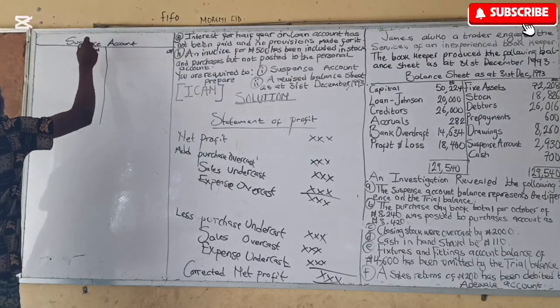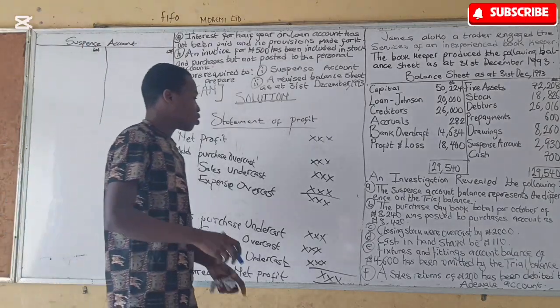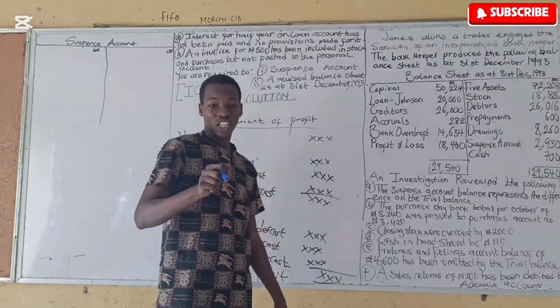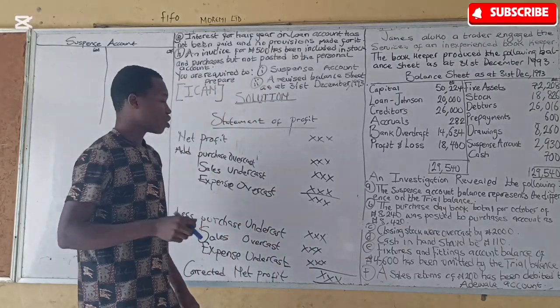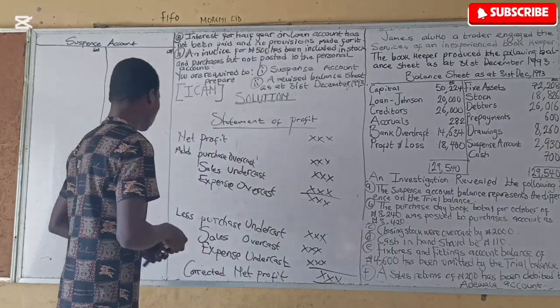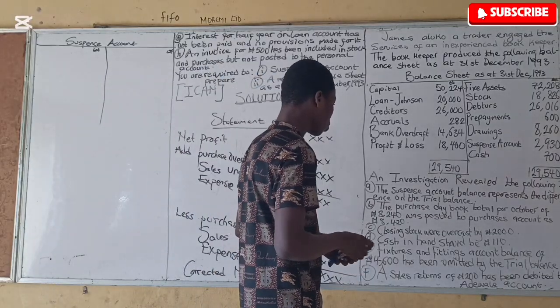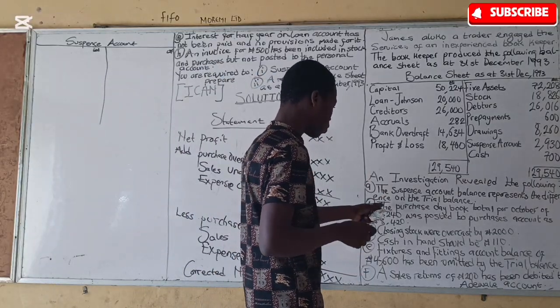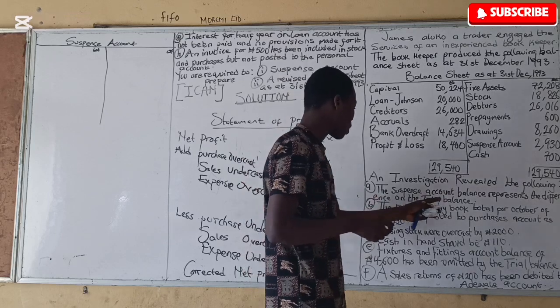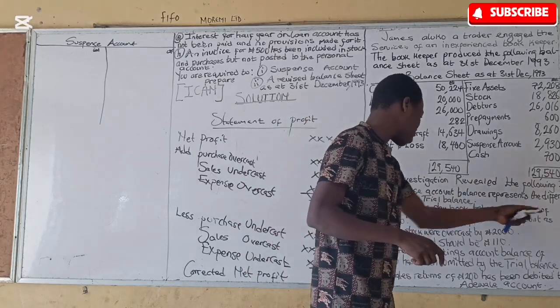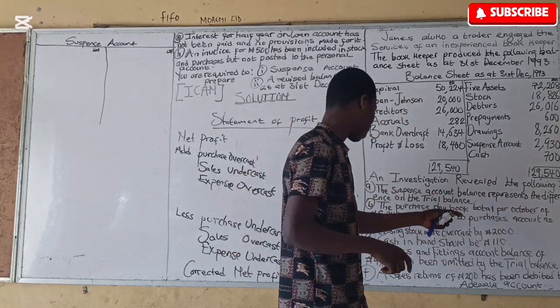So for this suspense account, know that we usually start with our journal. We usually prepare the journal first, but now we need to do that in our head. We are going to do that often. So the question says the suspense account balance represents the difference on the trial balance.